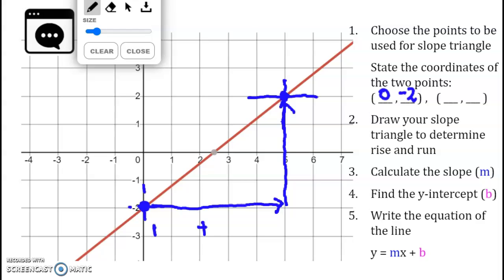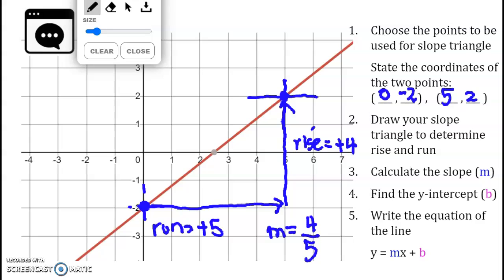So the run is +5, and rise is 1, 2, 3, 4. It's also +4. It's a positive number because it's going up. And the coordinate for this was 5, 2. Okay, I've drawn my slope triangle. Calculate the slope. What is my slope? The slope, the m, is always rise over run. So rise is 4 and run is 5. So the slope is 4 over 5.